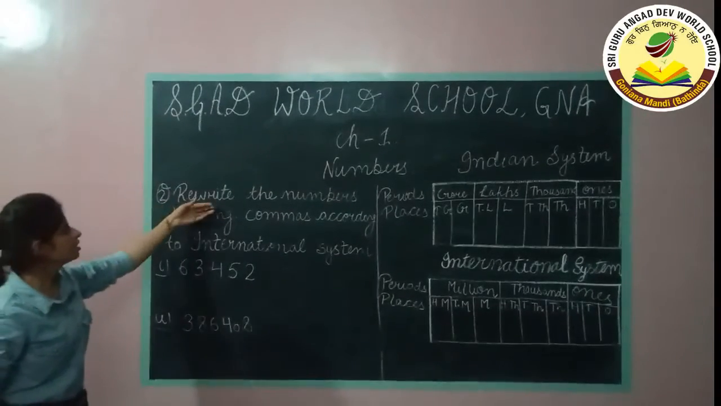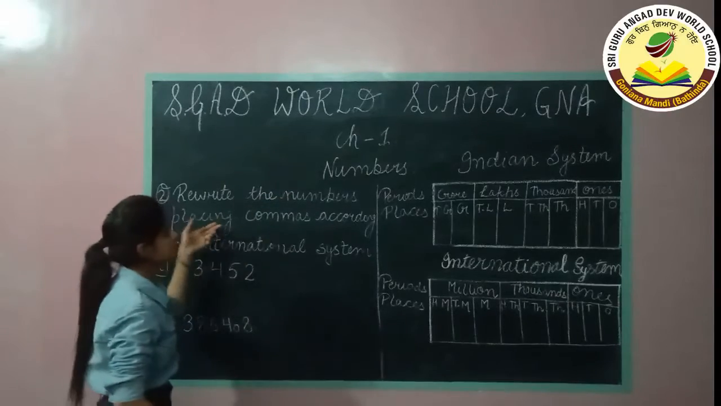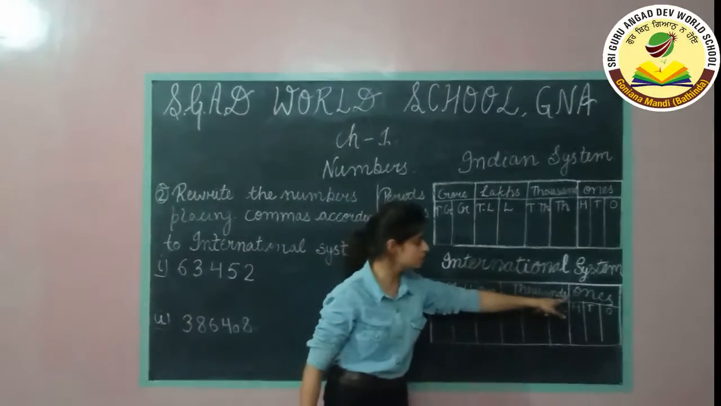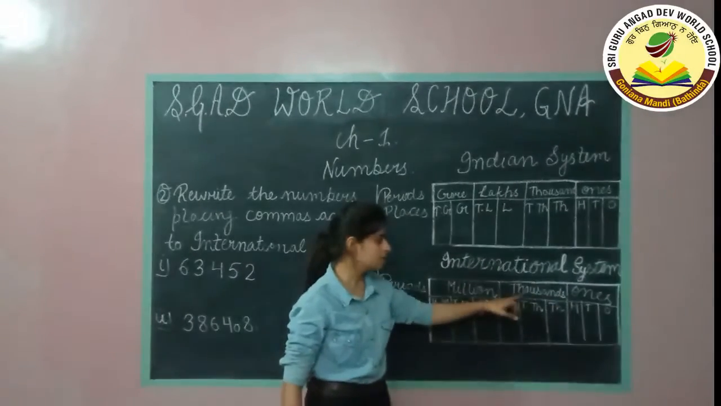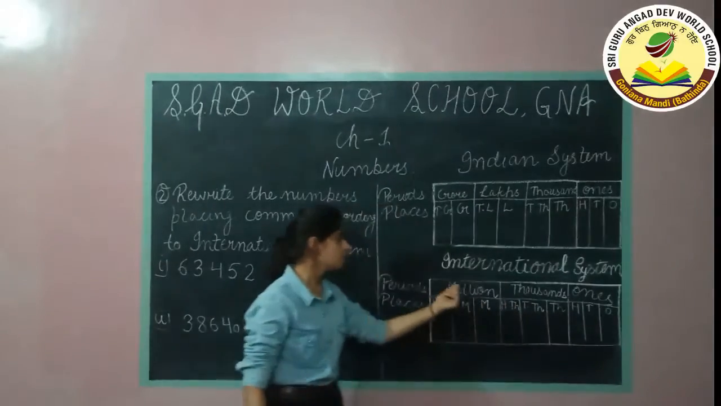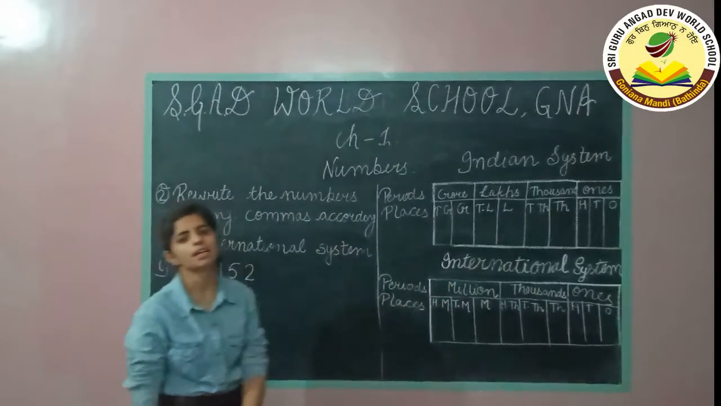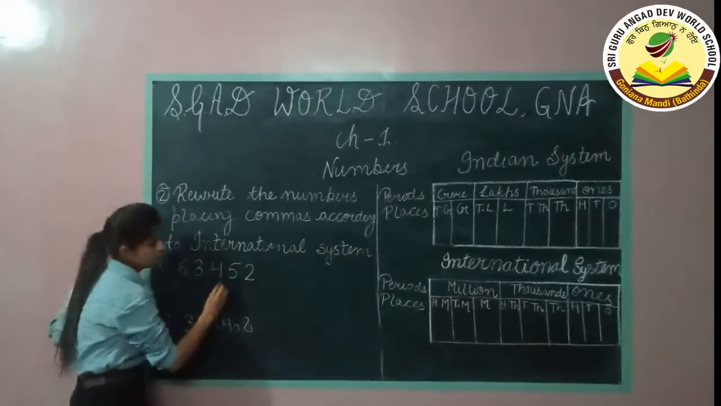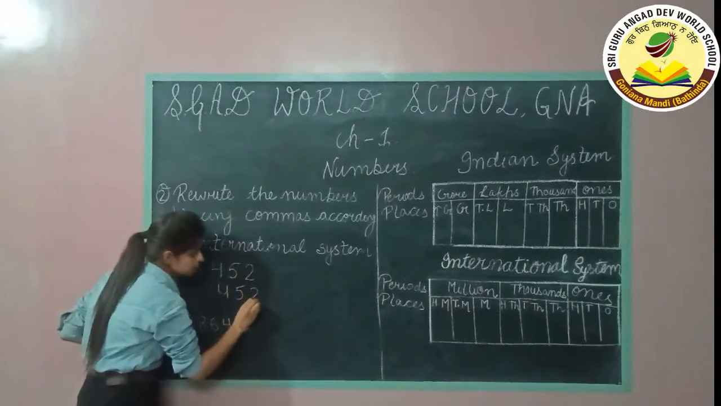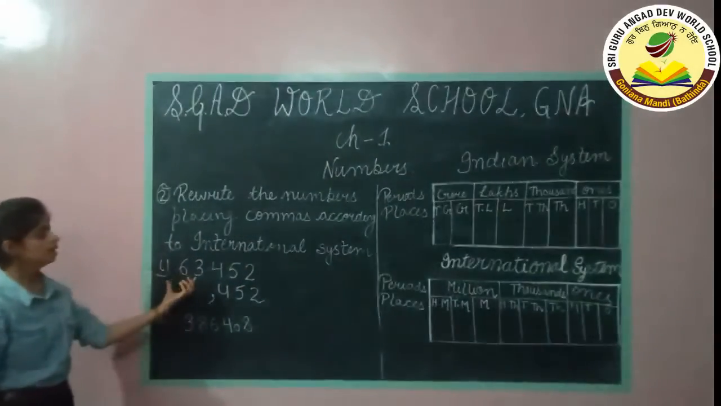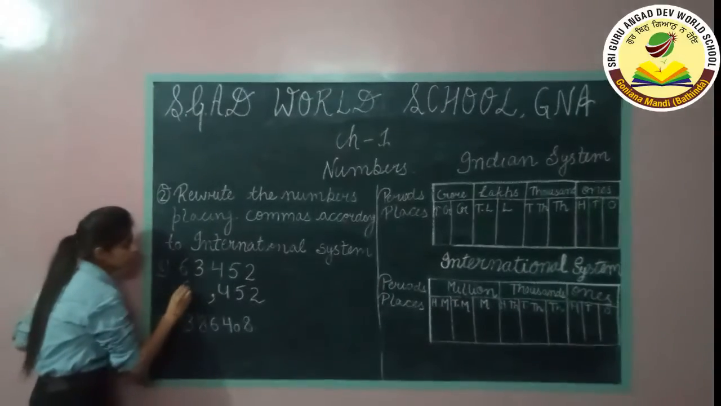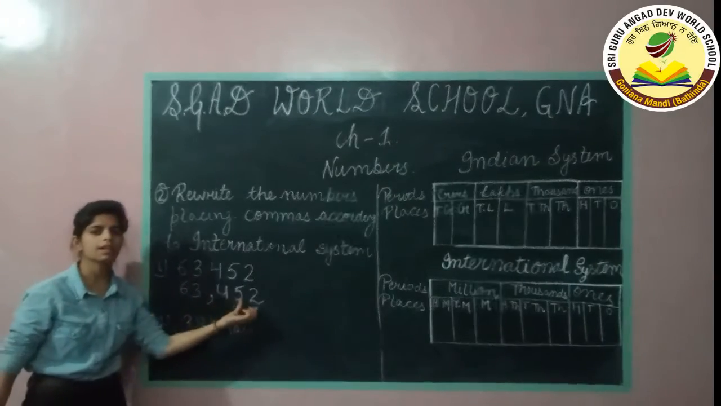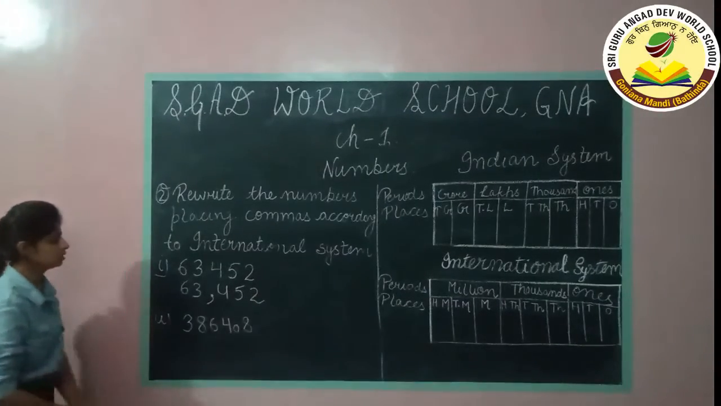The second question is: rewrite the numbers placing commas according to the international system. In the international system, the ones period contains 3 digits, the thousand period contains 3 digits, and the million period also contains 3 digits. In this, all periods contain 3 digits. So we write in the ones period 3 digits and place the comma here. In the second period there are 2 digits. That's the number 63,452.